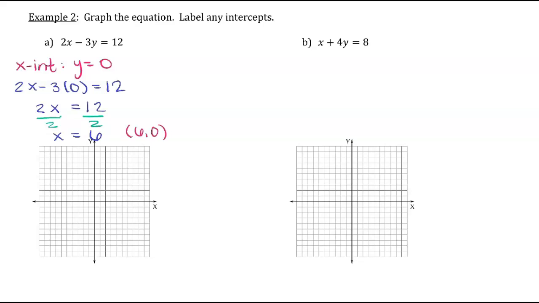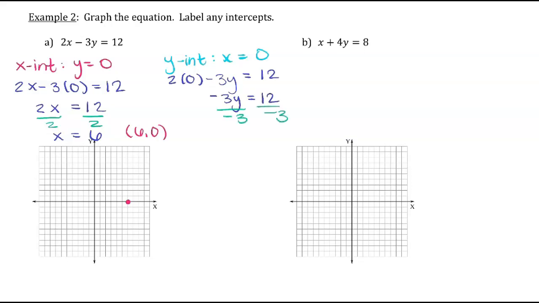And we can plot that point on our graph by going to the right 6 and stopping there. Now let's look for our y-intercept. To find our y-intercept, we will set x equal to 0. Substituting x equals 0 into the original equation, we have 2 times 0 minus 3y equals 12. 2 times 0 is 0, so we have negative 3y equals 12. Dividing both sides by negative 3, we have that y is equal to negative 4. This tells us that we have a y-intercept of (0, negative 4).